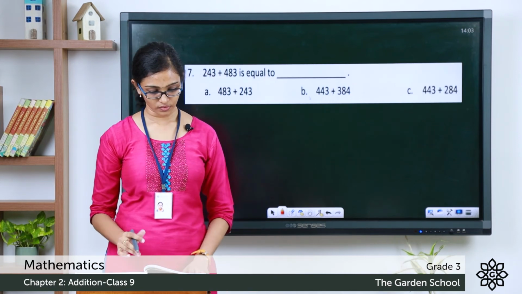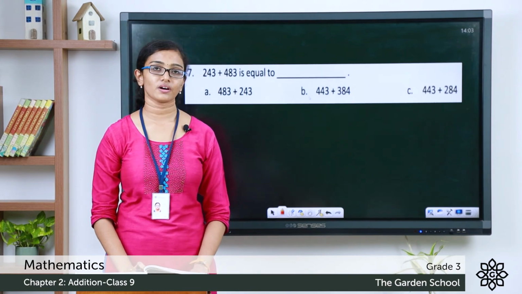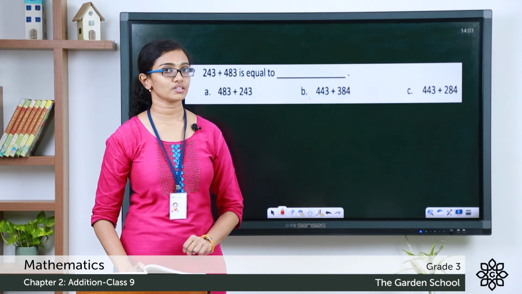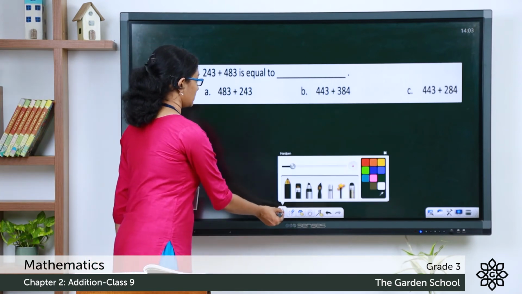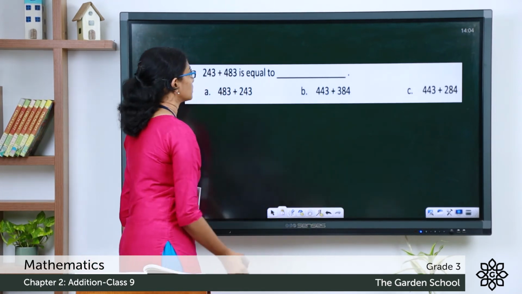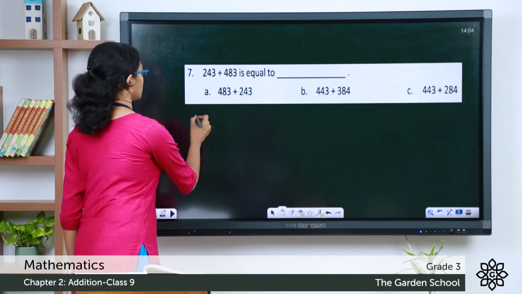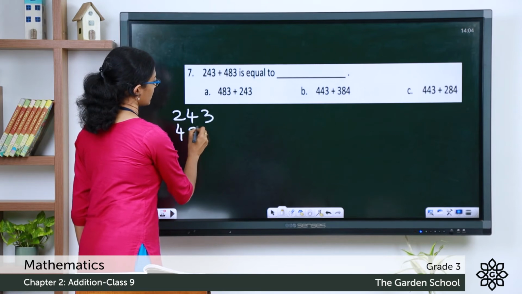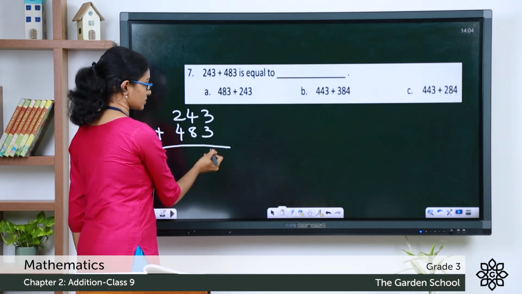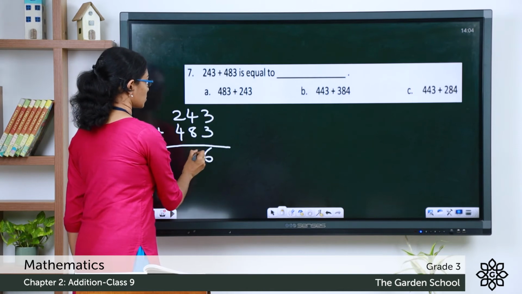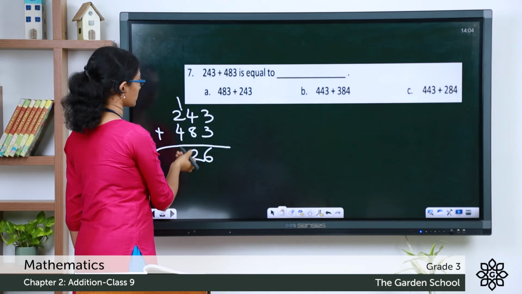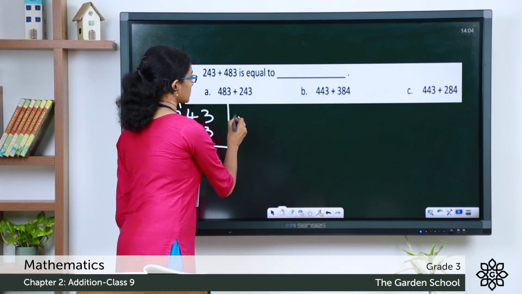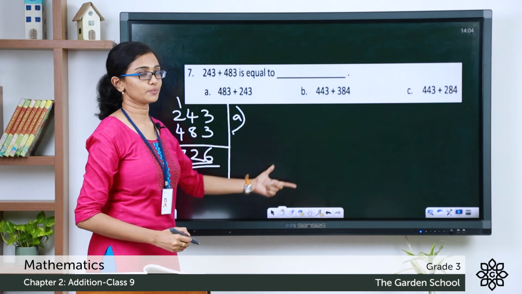Now, the seventh question, 243 plus 483 is equal to, and you are given three options there. First, let's find out the sum of the addends given in the question. So, 243 plus 483 is equal to 3 plus 3, 6, 8 plus 4 is 12, carry over 1, 4 plus 2 is 6 plus 1, 7. Now, let's find out the sum of each of these options.